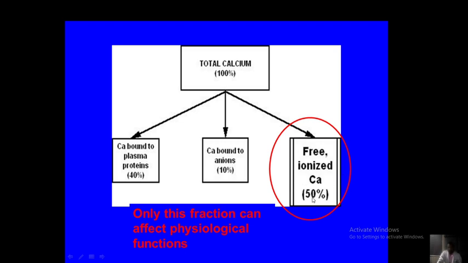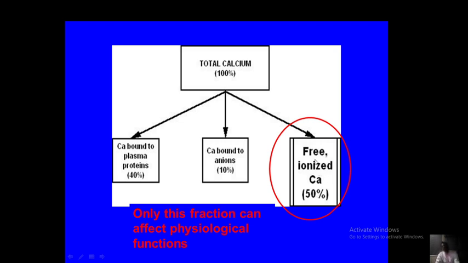So 50% is bonded with proteins, and 50% is free ionized, which means it is not bonded with anything. Some are bonded with the plasma protein, mainly albumin, or with some ion. If you don't remember this part, it's okay. The thing is, you have to understand that calcium in our body is generally in two forms, bonded and unbonded or free form. Bonded is with albumin or, you can say, plasma protein, and unbonded is the free form. The free form is the physiologically active form.